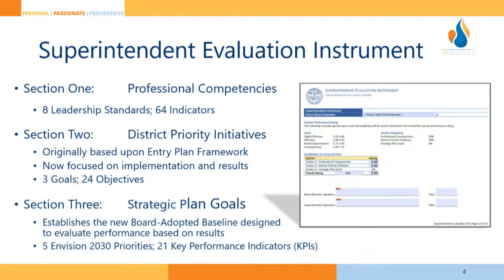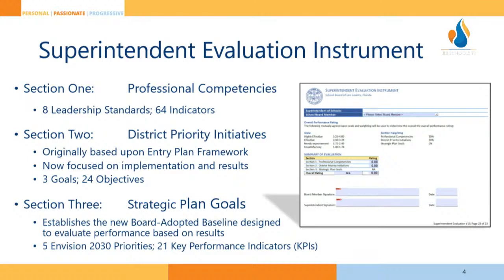Just a quick glance at the major sections of the evaluation instrument, and for the board's awareness, that instrument is also attached to the board agenda item for this. The first section is section 1, which is the professional competencies. These are 8 leadership standards, each with 8 indicators, so that's a total of 64 indicators that the board members have to create a rating for.